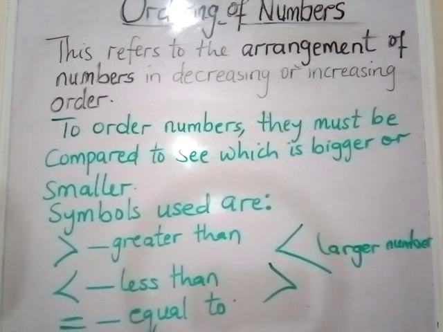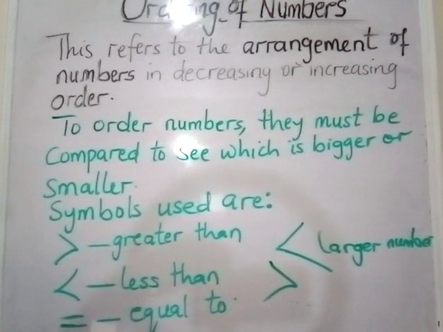So we're going to take a look at the way we compare numbers in order to be able to order them. And I would like to quickly say this, that for you to be able to compare numbers correctly, to determine which is smaller and which is bigger, you must have a knowledge of place value. And that's why we had to look at place value before coming to this aspect. So you need the knowledge of place value before you'll be able to correctly handle this concept.